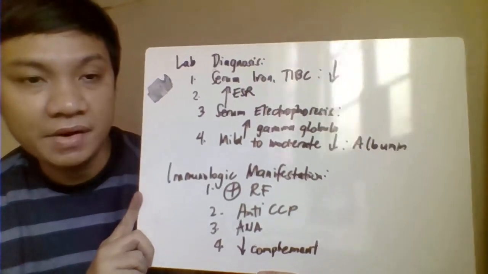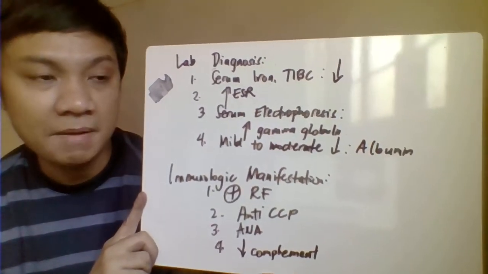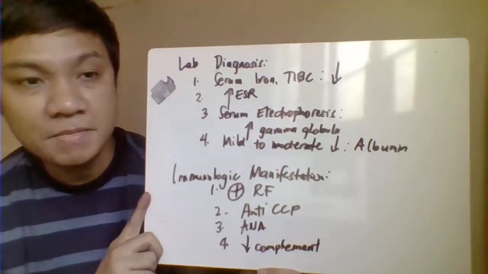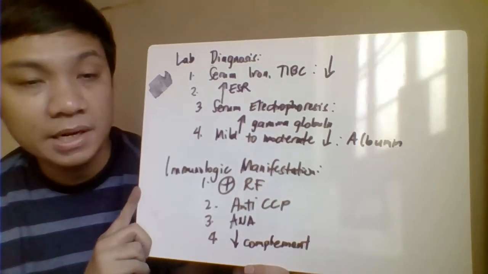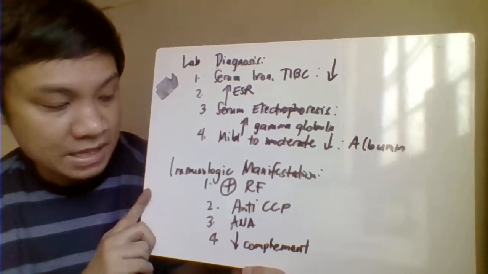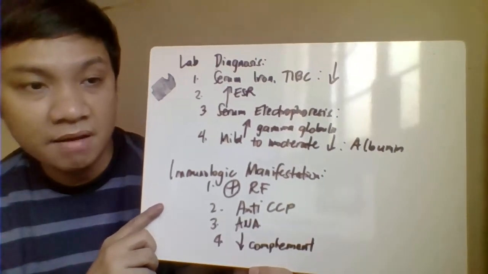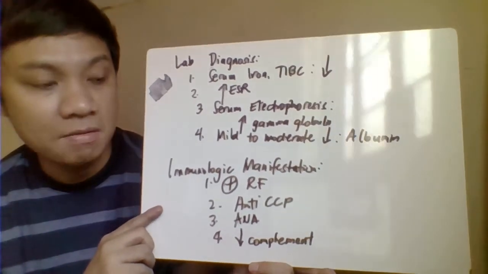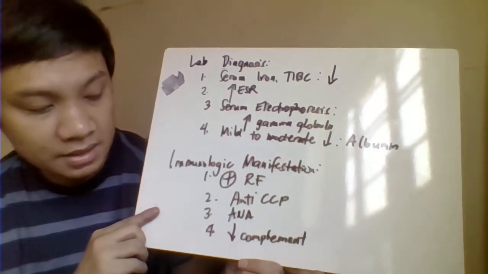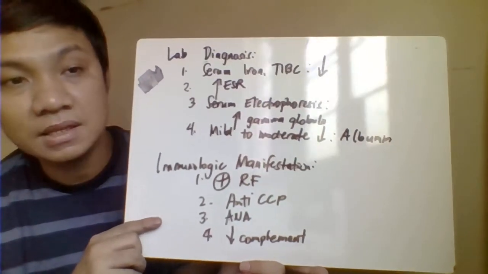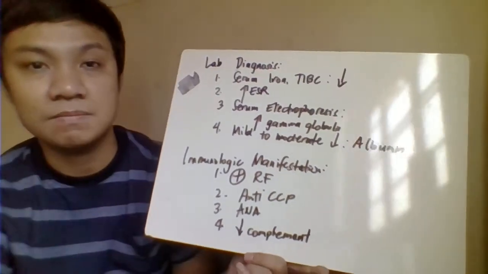Then serum electrophoresis is characterized here by an increased gamma region, with the albumin having a mild to moderate decrease in its level. Immunologic manifestation, so the patient is positive for the RF, the presence of your anti-CCP antibody, antinuclear antibody, and we have also here the characteristic decreased complement levels.